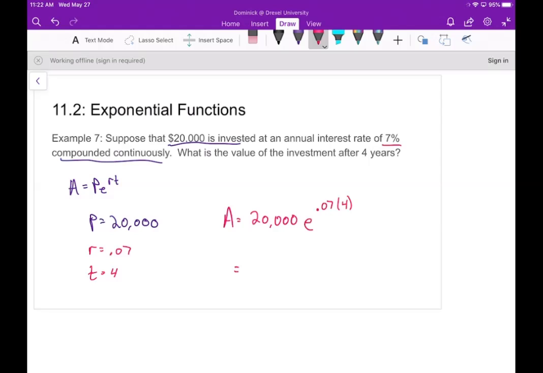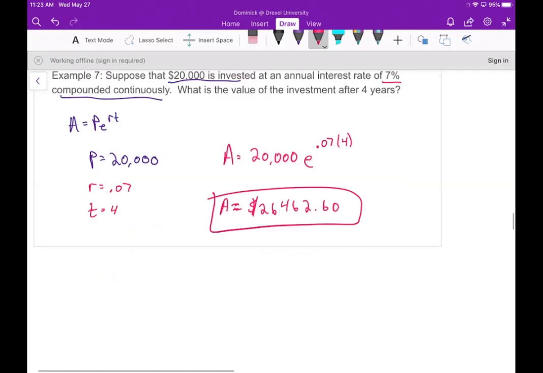So now if we plug this into the calculator, we have 20,000 times e to the (0.07 times 4). And again, make sure that that exponent is all in parentheses, and we'll get that A is roughly equal to 26,462.60. Right, so that's continuous compound interest, right? So the formula becomes a little bit easier, actually, because we're allowed to replace that complicated expression with e.